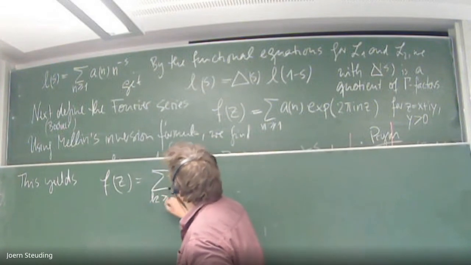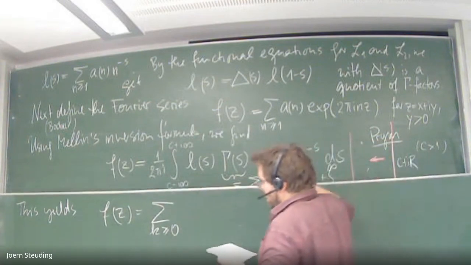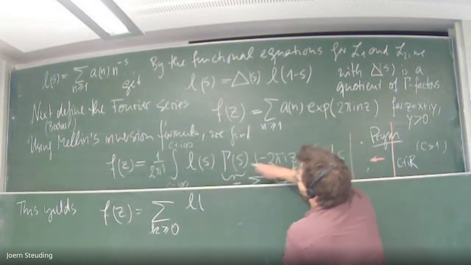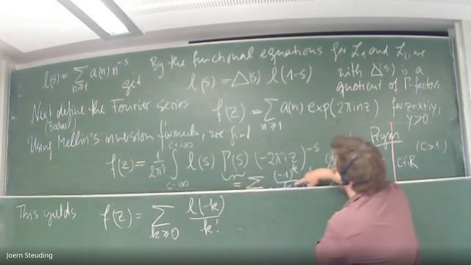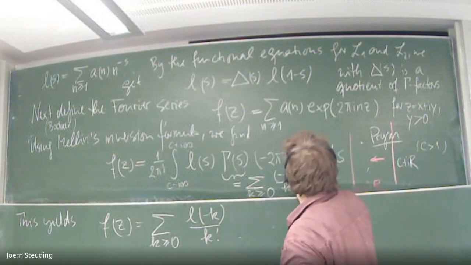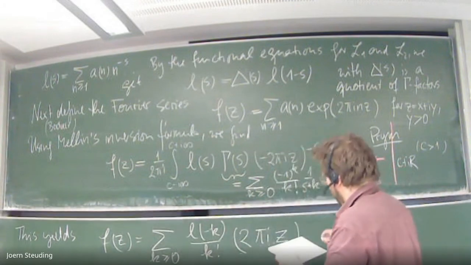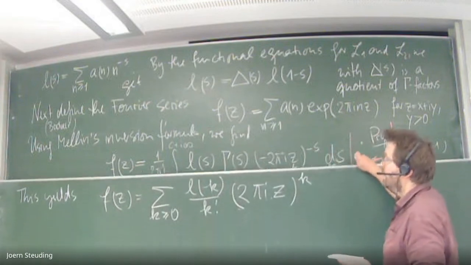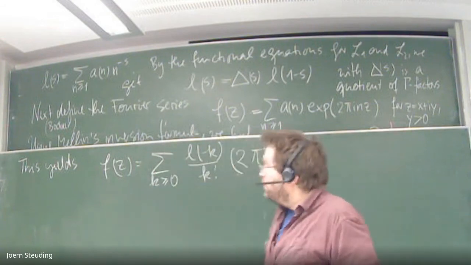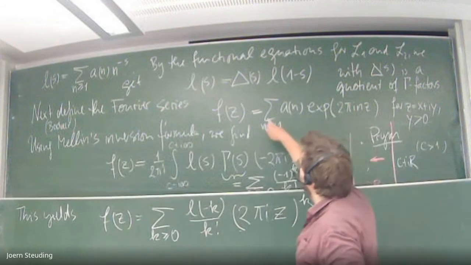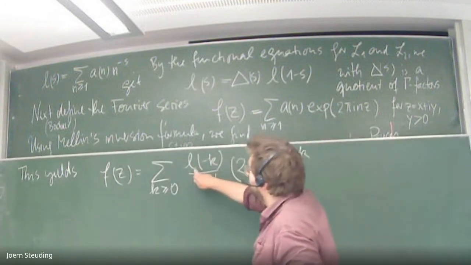Now for every non-negative integer k, or you may say for every pole of the gamma function, we get L at minus k divided by k factorial, that comes from this k factorial, and we have to multiply it with 2 pi i z to the k. So this is what we get by means of complex analysis. A different representation of our Fourier series. Here it's a Fourier series, here it's a power series.